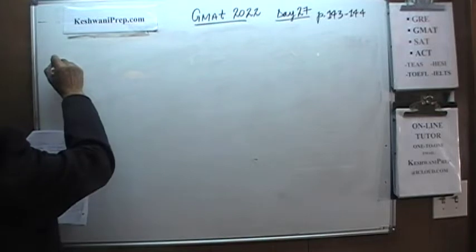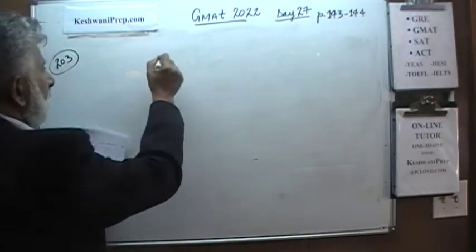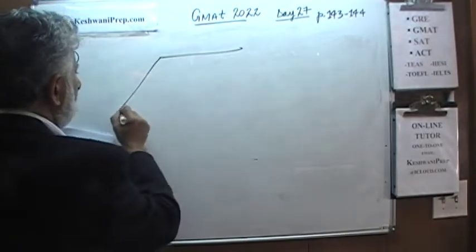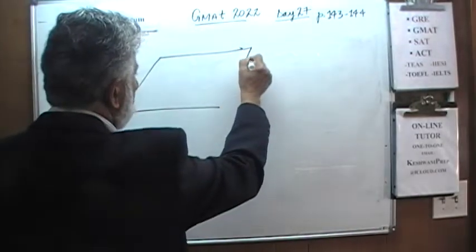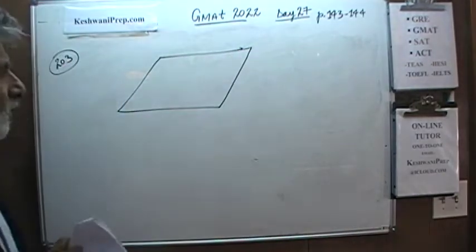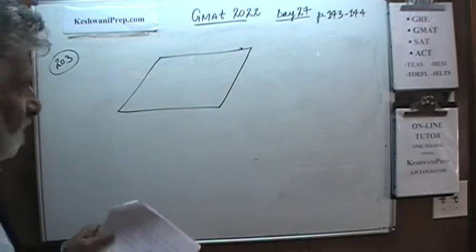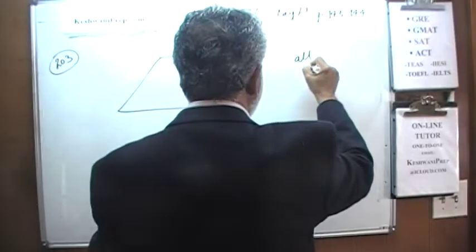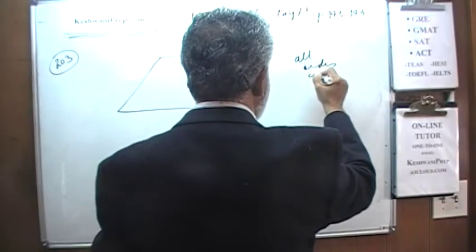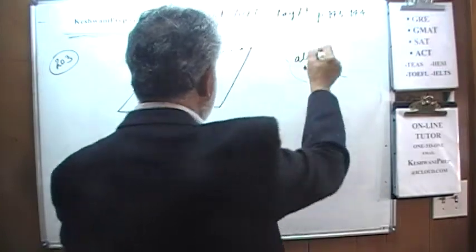Number 203, we have a parallelogram, and we are told that all sides of this parallelogram are equal. All sides are equal. Let's make a note. We'll come to that in a second.